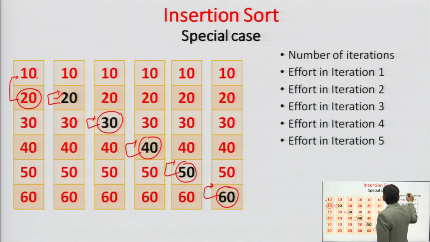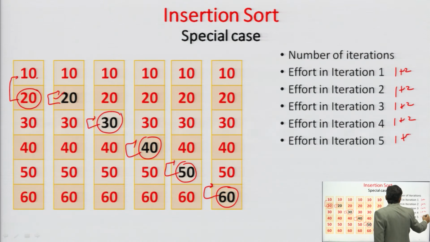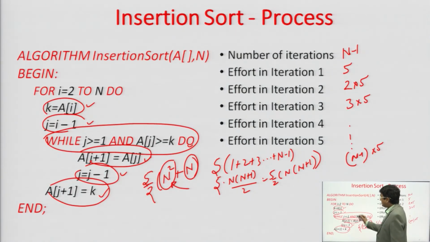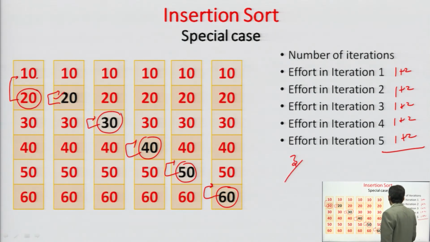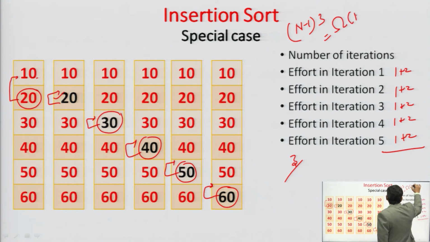So we have to perform all the iterations, but in every iteration I require only one comparison to be made. Although there are more compulsory statements, you can see that there are some compulsory statements here. This is compulsory and this is a compulsory statement. So that's why I am writing 1 plus 2. So 3 effort in every iteration. In case we have n minus 1 iterations, the total effort required is 3 into n minus 1. So this is the best case which can be written in omega notation.